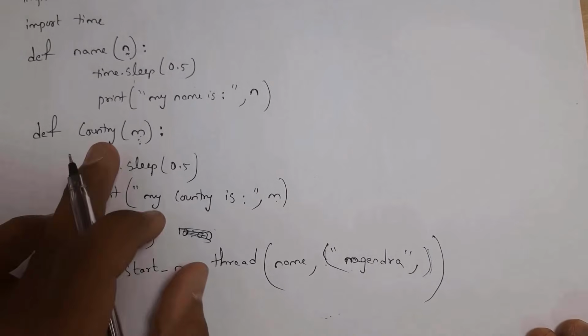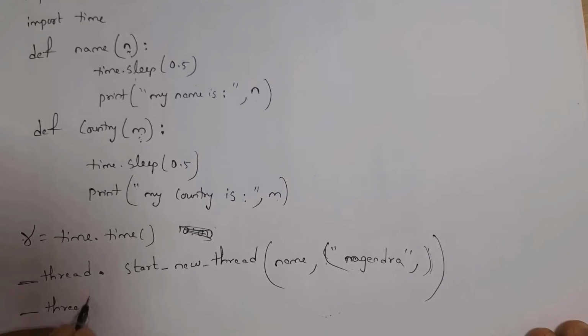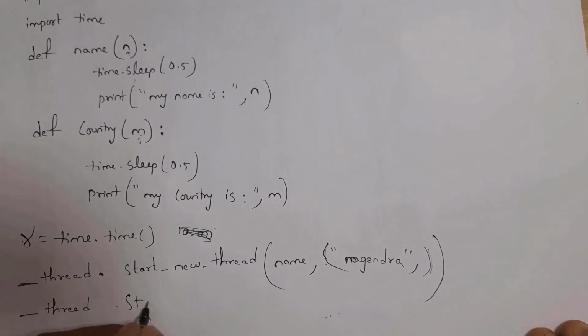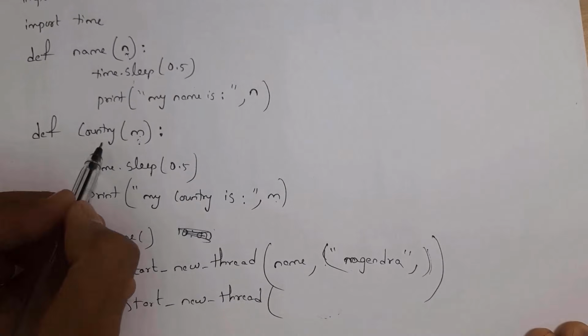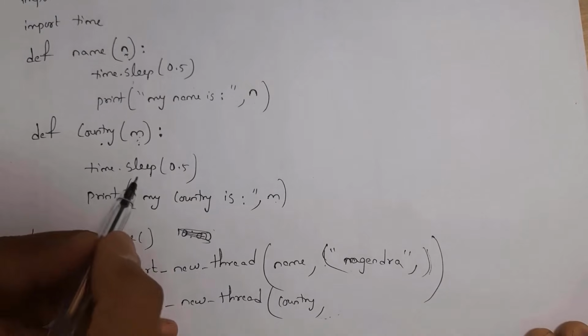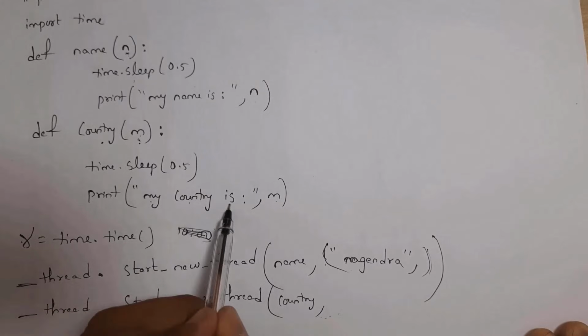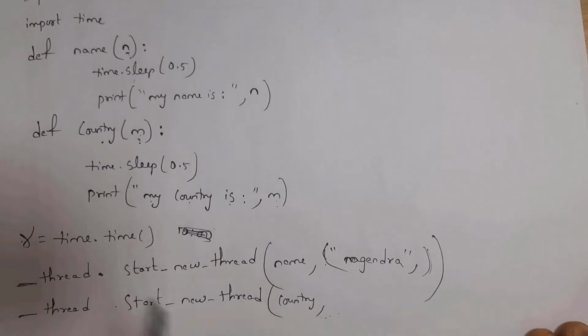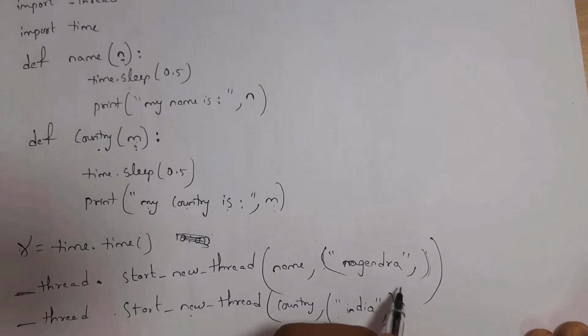And similarly, I want to execute the country function. So just write here the same _thread.start_new_thread, take bracket. Here the function name is country, comma. I want to give m value as India. I want to get output like "my country is India". So in quotations write India. After writing India, close quotations and definitely give a comma, close this argument, and close this start_new_thread method. So again close this method.